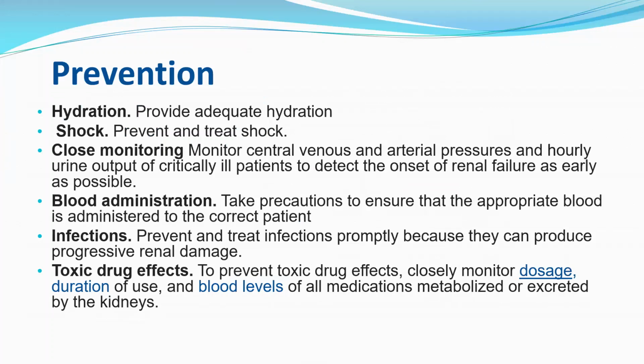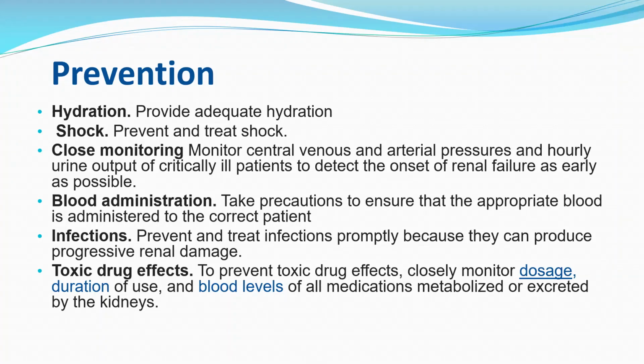How can we prevent renal dysfunction? First of all, provide adequate hydration to patients who are at risk of dehydration, and also prevent and treat shock promptly by fluid replacement or blood replacement. Also, closely monitor venous and arterial pressure, and closely monitor urine output of critically ill patients to detect any onset of renal failure as early as possible.